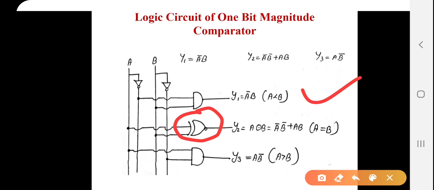So this is the circuit for the 1-bit magnitude comparator by which we can compare 1-bit binary numbers.